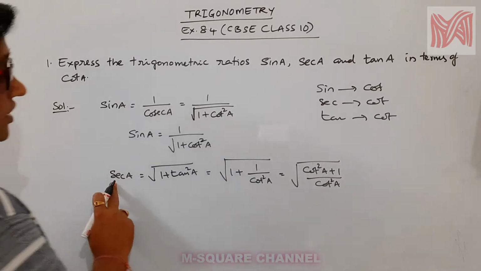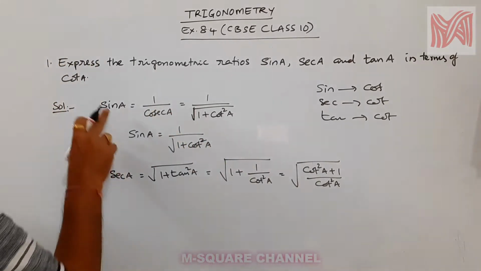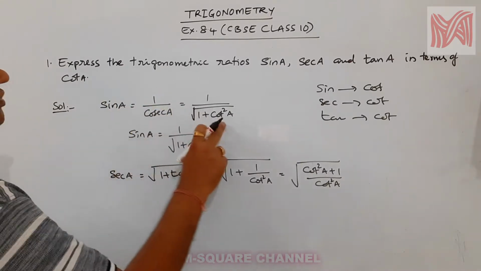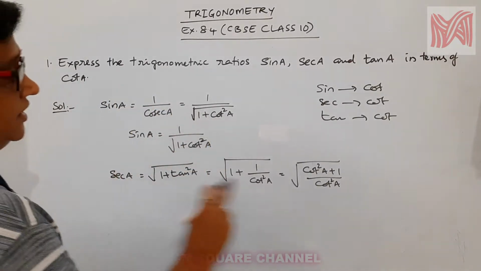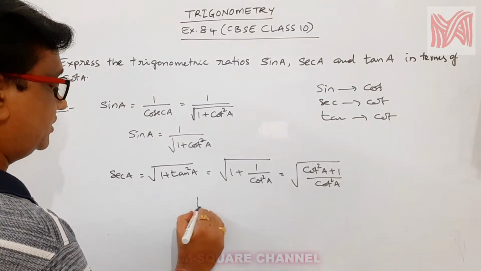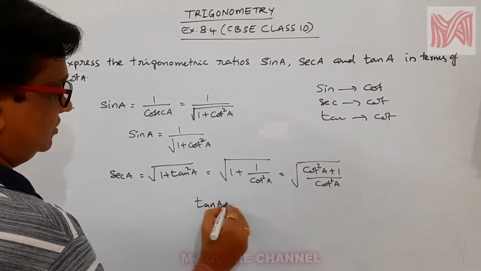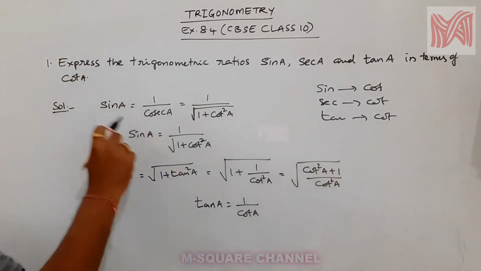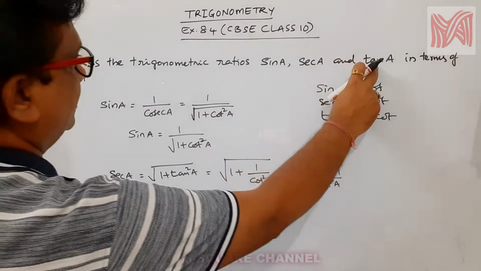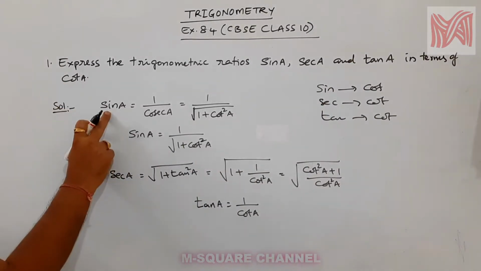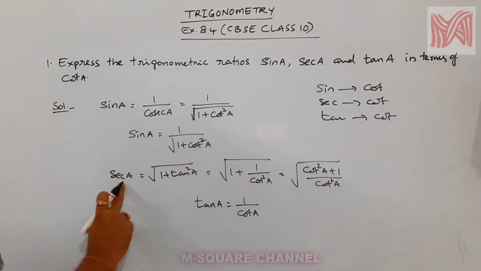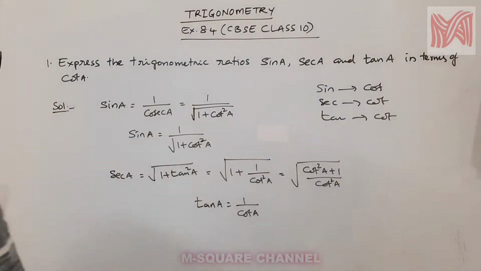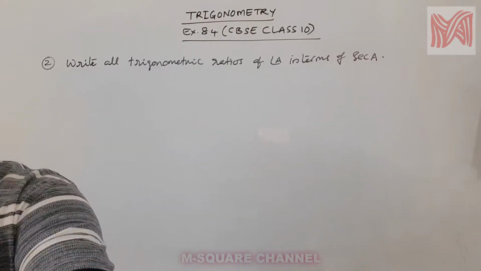So secant to cot, sin to cot. How we are going to travel? Sin to cosecant, cosecant to cot. Secant to tan, tan to cot. So what is tan A? Equal to 1 by cot A. The question is sin, secant and tan in terms of cot A. So sin converts into cot, secant into cot, tan converts into cot. This is the first question.